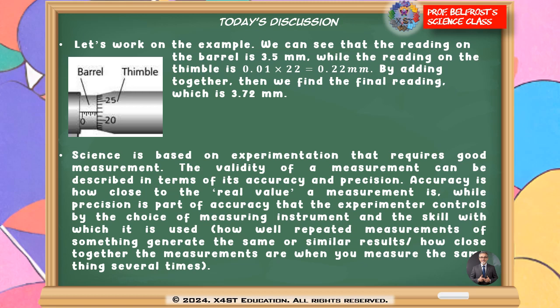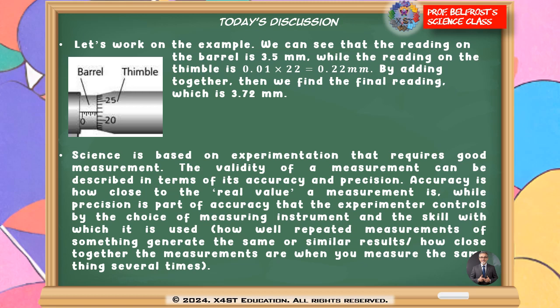Okay, so that is about measuring length using the vernier calipers and the micrometer screw gauge. Now we enter some terminologies used in measurement. Science is based on experimentation that requires good measurement. The validity of a measurement can be described in terms of its accuracy and precision.